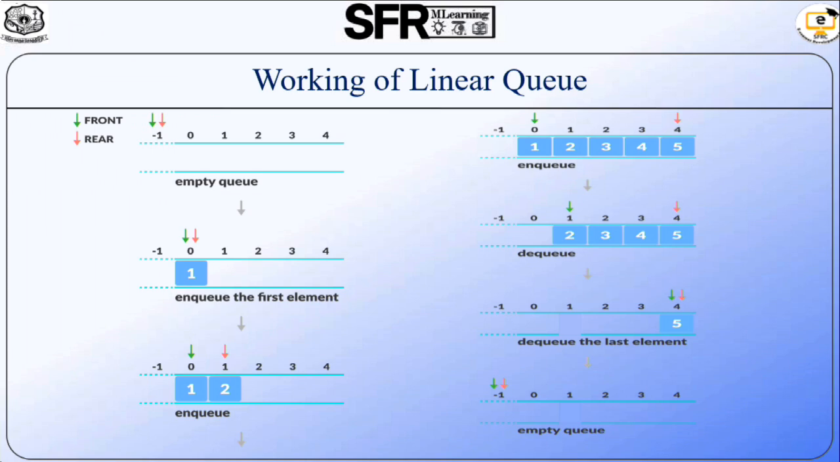During the DQ operation, check if the queue is empty. If it is not empty, return the value pointed to by front. Also, the front index value is increased by 1. For the last element, we again have to reset the values of both front and rear to -1.